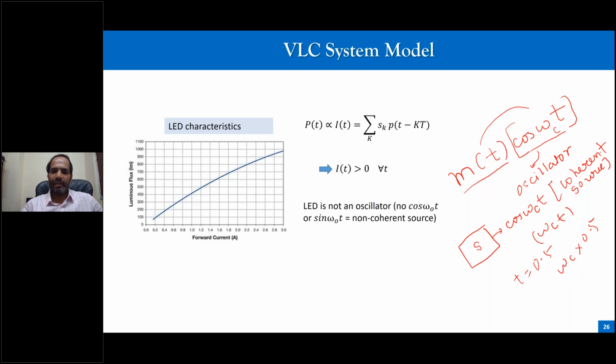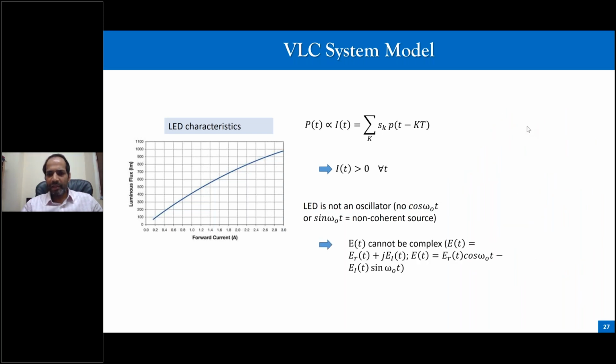When we are looking at an LED, it is not an oscillator. You cannot have cos omega_0 t or sin omega_0 t produced by an LED. It's not possible because this is a non-coherent source. You do not know the electric field that is produced by the LED, what phases it will have at a particular instance of time. Typically a laser is also not a perfectly coherent source, but for an LED, do not at all treat this as a source which can produce cos omega_0 t or sin omega_0 t.